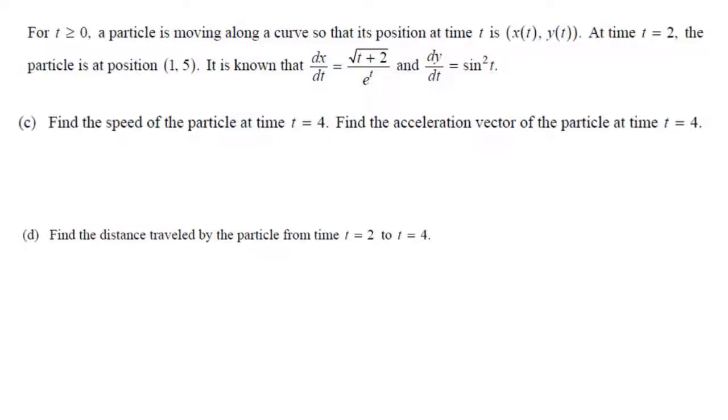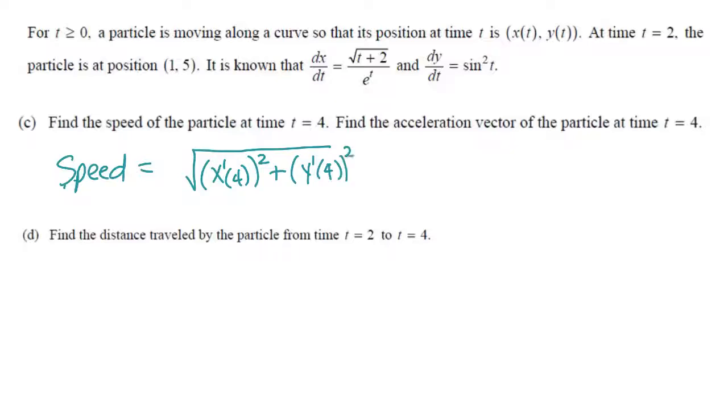Okay, in part C, we are going to find the speed of the particle at time t equals 4. And so the speed of the particle is going to be the square root of x prime at 4 squared plus y prime at 4 all squared. And again, once you get that in your calculators, hopefully that's going to give you 0.575.